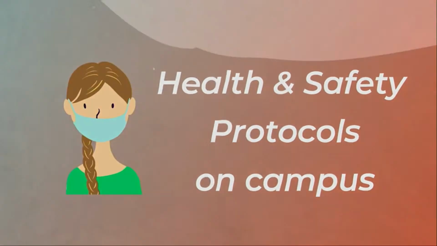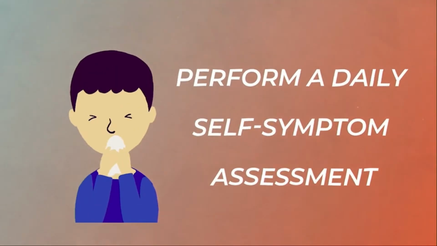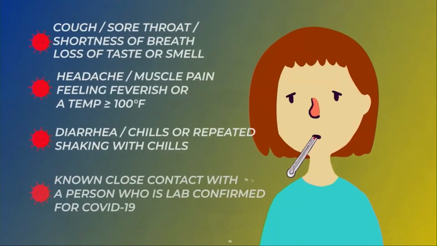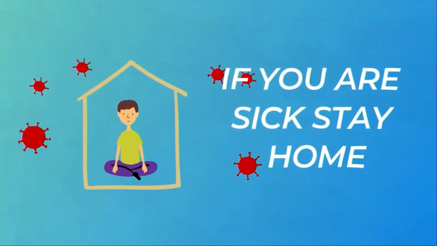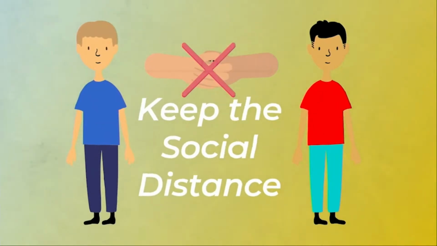Prior to coming to campus, everyone is asked to take personal accountability for their health and the health of others by conducting a daily self-symptom assessment. Anyone showing symptoms of the virus who has tested positive or has had close contact with someone who has COVID-19 should not come to campus. Once on campus, everyone must practice social distancing. The CDC reports that limiting face-to-face contact with others is the best way to reduce the spread of COVID-19.